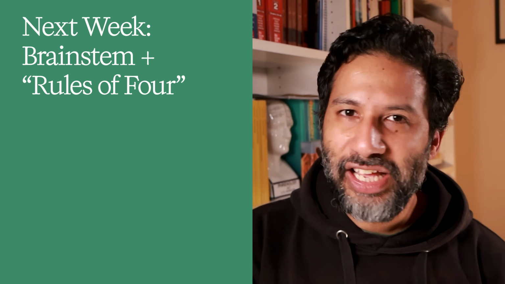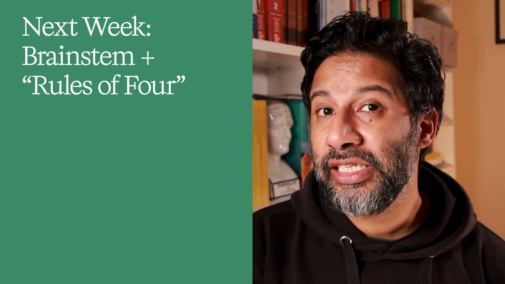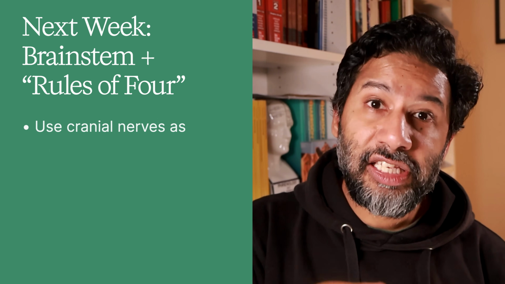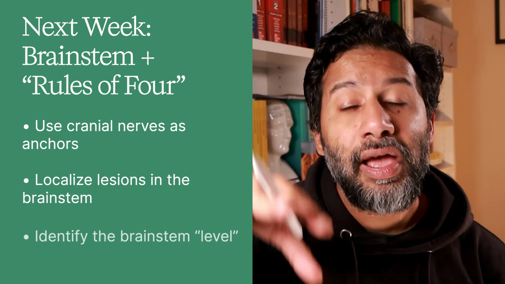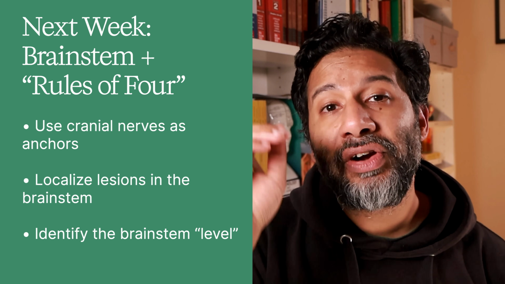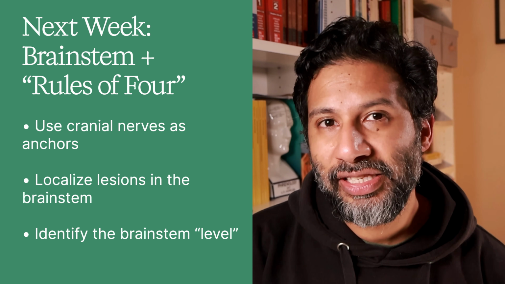Next week, we're going to hit the rules of 4. We're going to hit the brainstem and the anatomy. We're going to use these specific cranial nerves to help us anchor and localize deep within the brainstem and figuring out what height we're in the brainstem as well.